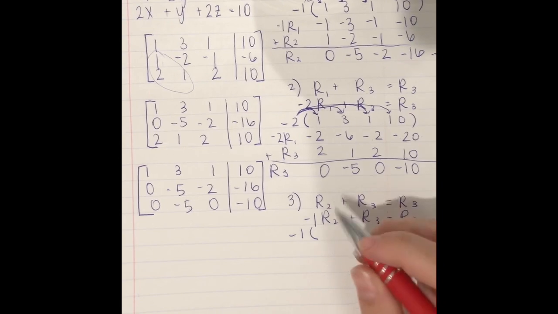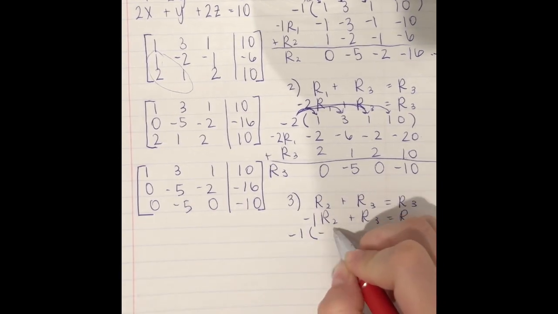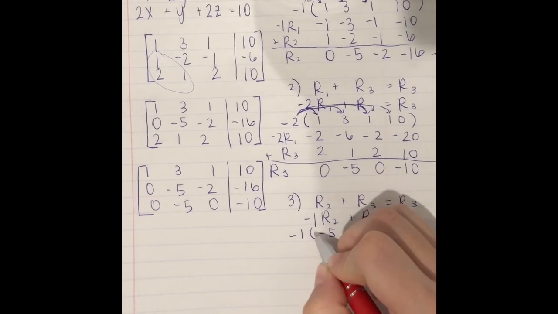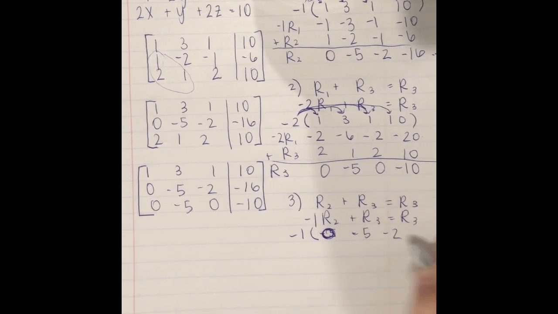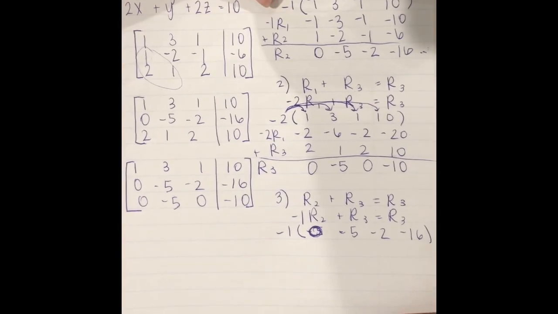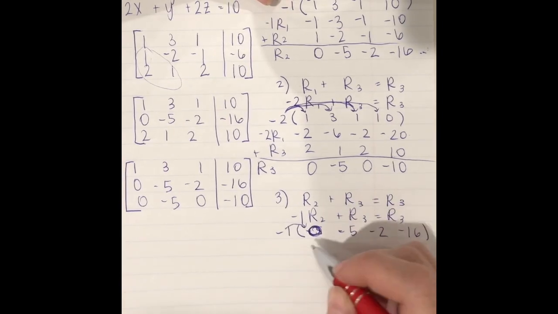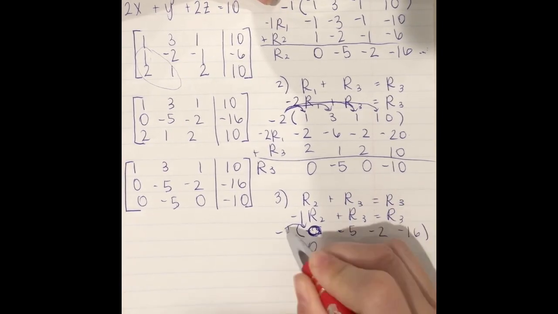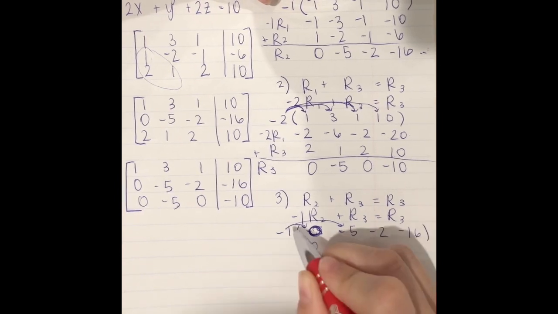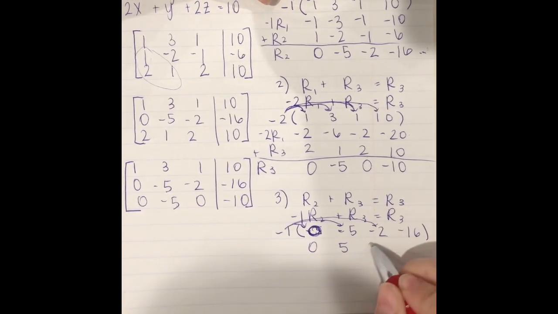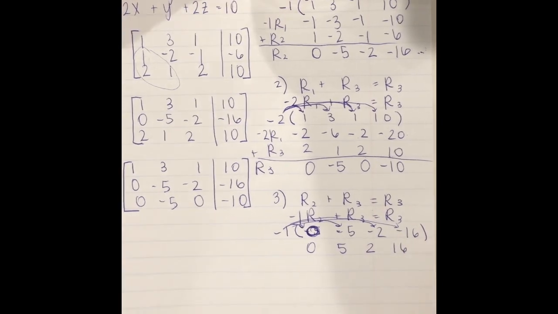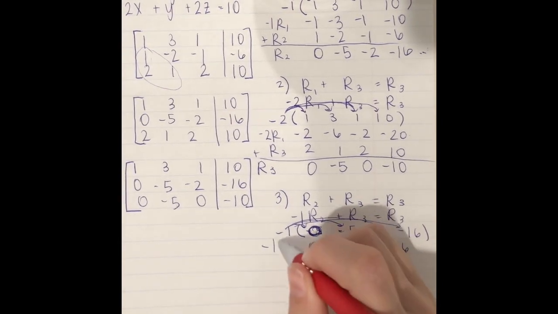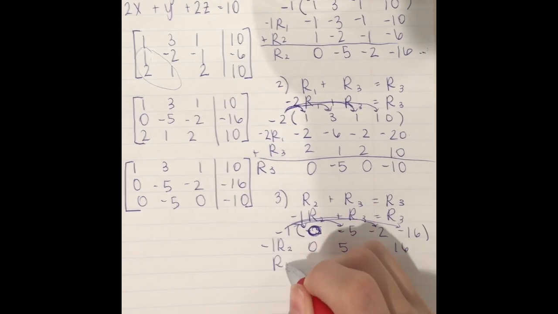So negative 1 times row 2, which is 0, negative 5, negative 2, and negative 16. Sorry guys, I should put 0. So negative 1 times 0 is just 0. Negative 1 times negative 5 is a positive 5. Negative 1 times negative 2 is 2. And negative 1 times negative 16 is 16. And this is our negative 1 times row 2 that we want to add with row 3.